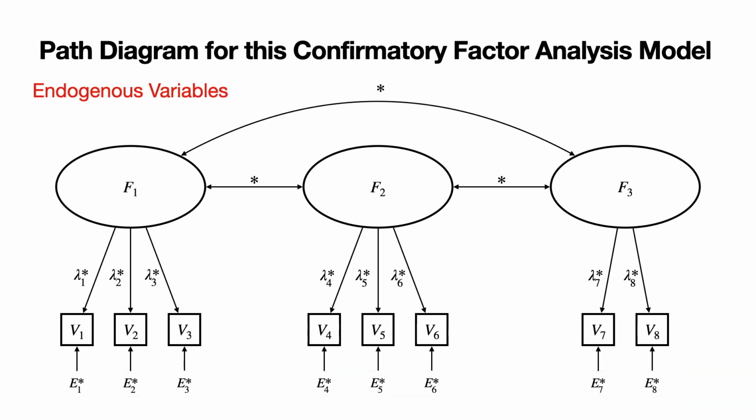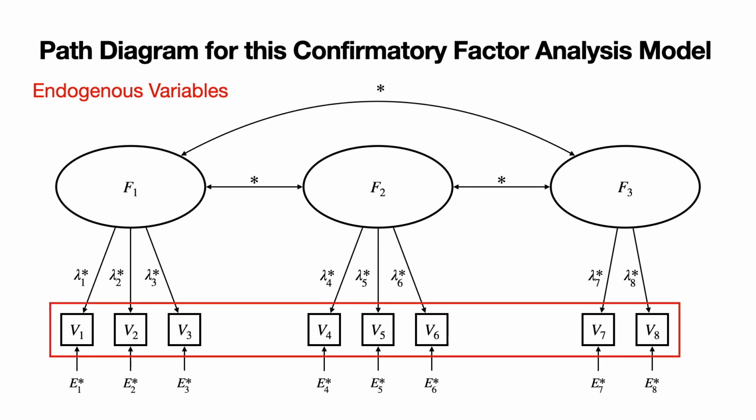Next, let's identify the endogenous variables in the model. And so you'll recall that an endogenous variable is a variable that shows up as a response variable in one or more of the equations in the structural equation model. And so for this particular model, this confirmatory factor analysis model, the endogenous variables are the manifest variables V1 through V8. These are the only variables in this confirmatory factor analysis model that participate in the model as response variables in this system.